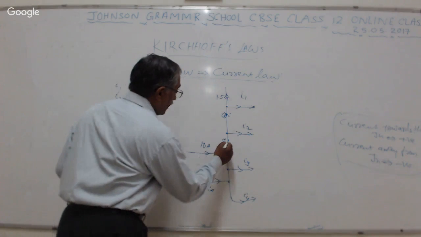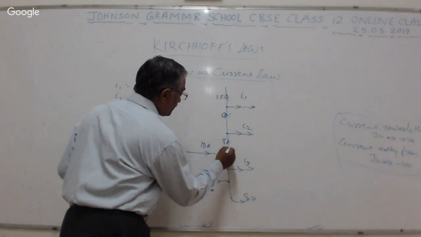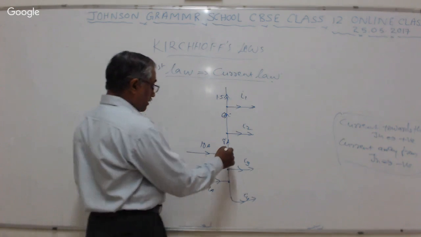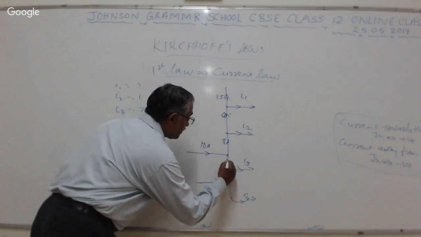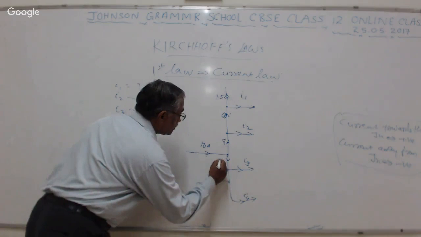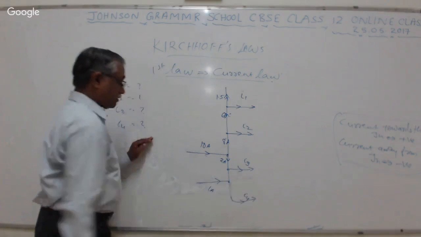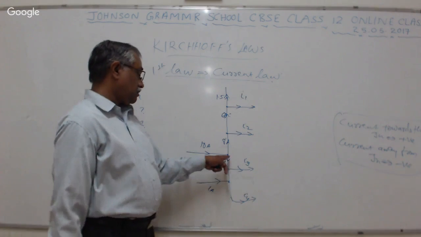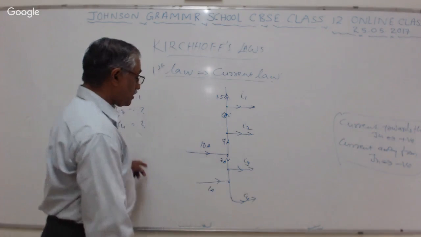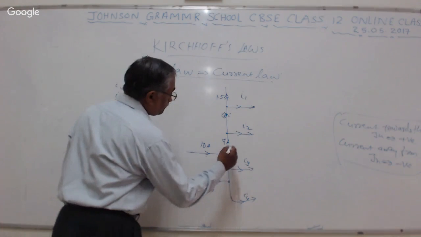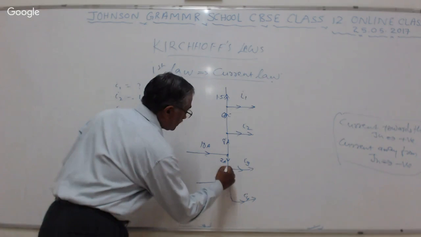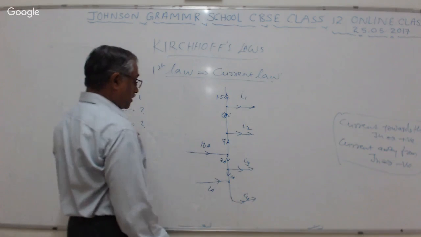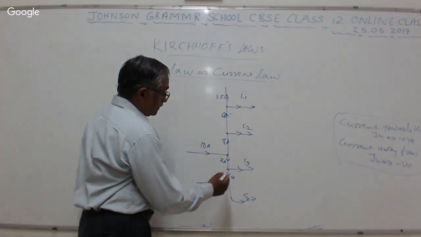Now here, 8 ampere current is coming, 10 ampere current is coming here. 8 ampere is going this way. So how much will be here? This is 2 ampere, right? We can get 2 ampere current, and from here, suppose you take 1 ampere current. We assume that there is current in this branch, 1 ampere current.